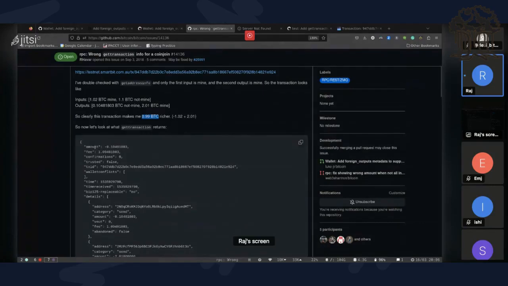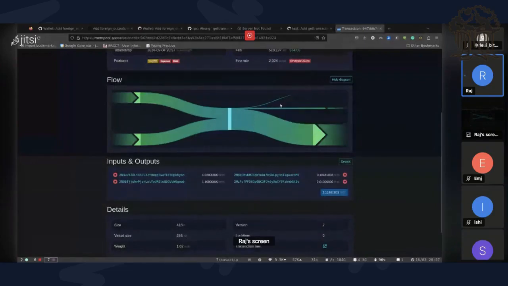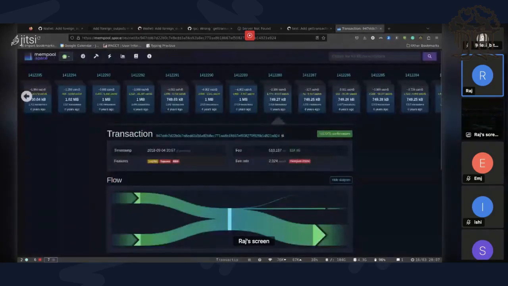But what the wallet says is the amount is minus 0.1 something, and this is a huge fee. And if you check, the fee is quite low. So the fee of the transaction is like 500, 518 sats only.